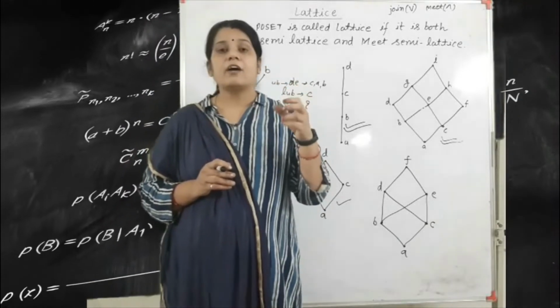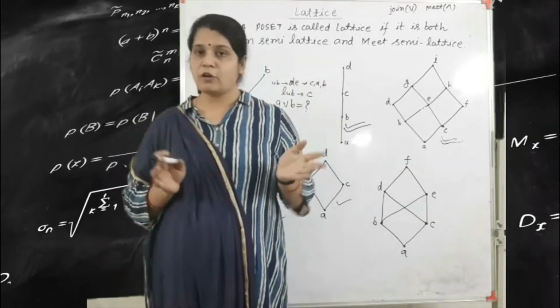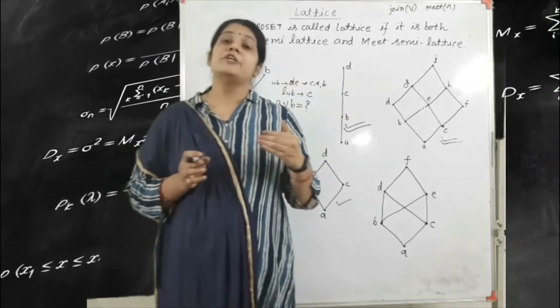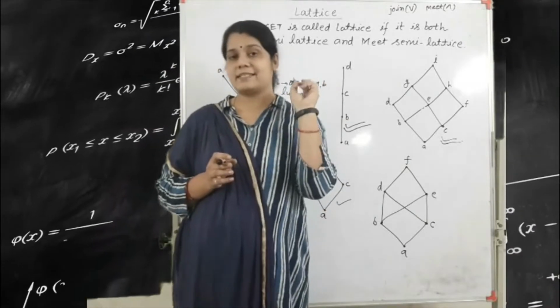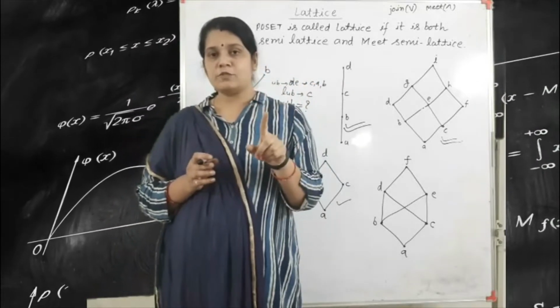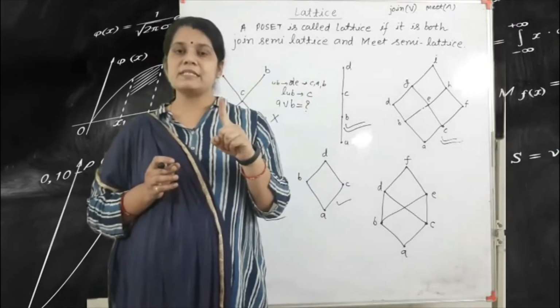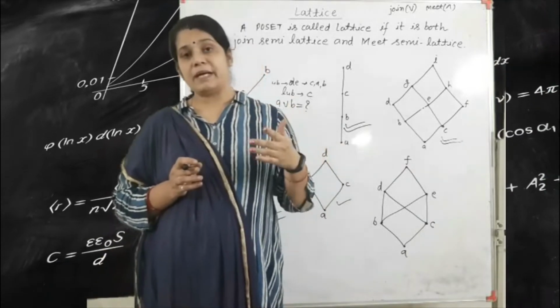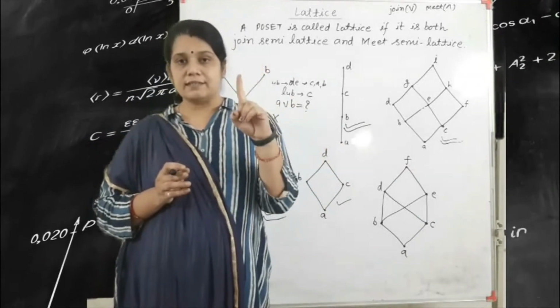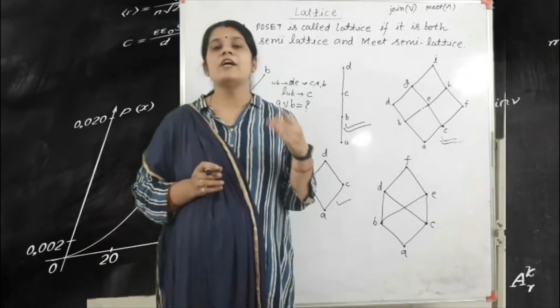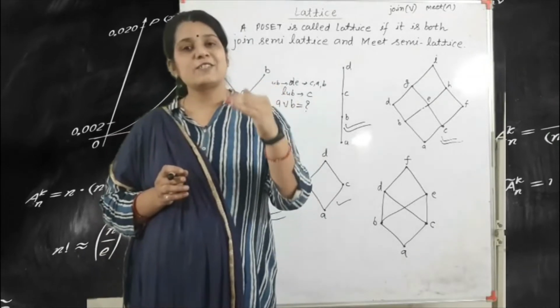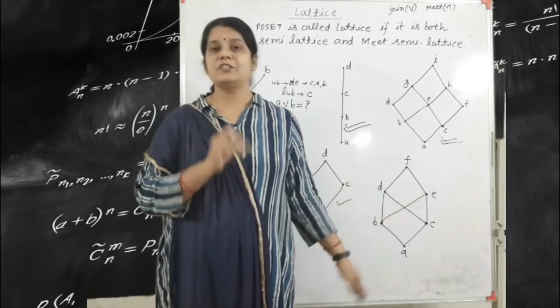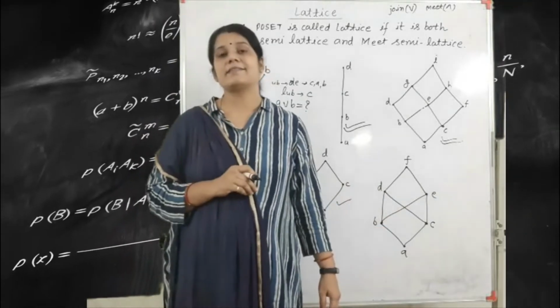That means according to the lower bound, first you find the lower bound and after that you choose the greatest lower bound. So the greatest lower bound is also unique. That means in every Hasse diagram, the pair of elements has a single unique least upper bound and a unique greatest lower bound. Then we can say that this is a lattice.